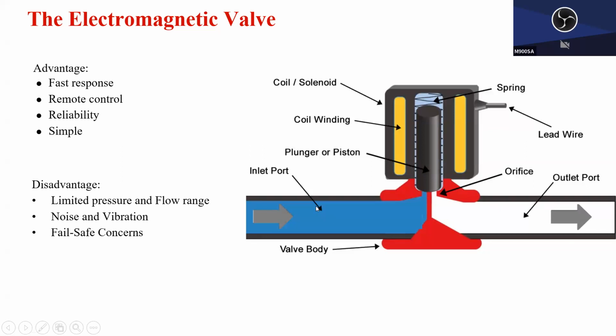And lastly, fail-safe concern. Since this one requires electricity, we don't know how to prevent it from being unsafe for the user. Sometimes the wires are broken somewhere, and if someone touches it, they can get shocked by electricity, right? So those three are the biggest disadvantages of the electromagnetic valve.